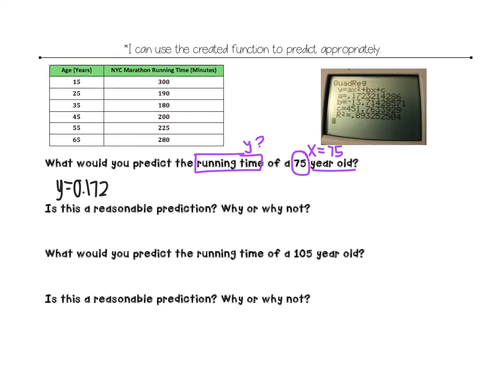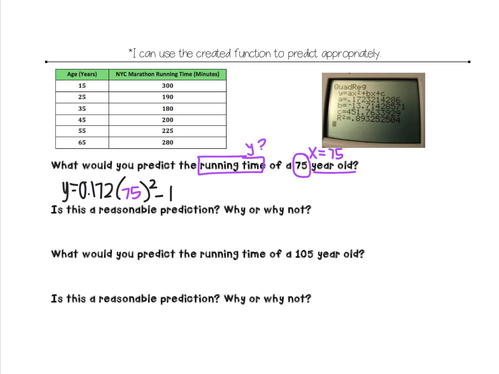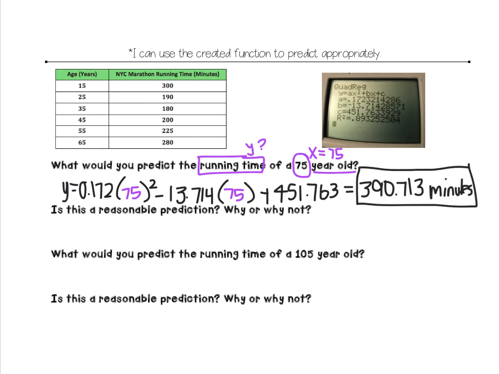0.172 times 75 squared minus 13.714 times 75 plus 451.763. And then I can type that into my calculator. And I got 390.713 minutes.